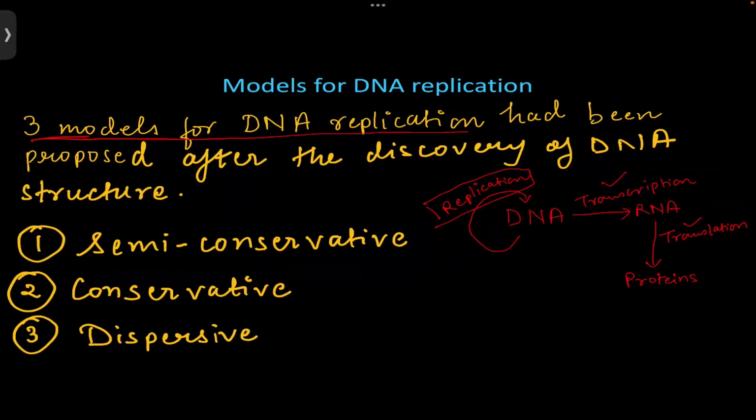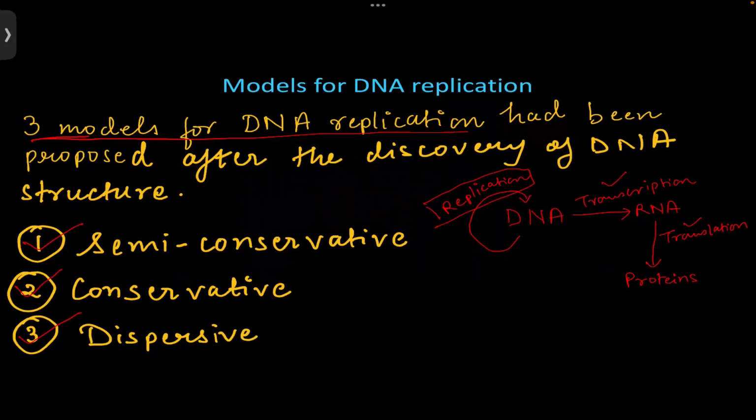Okay. So what are these three models? First model is called the semi-conservative type. Second model is called conservative type of replication. Another is the dispersive. The semi-conservative, conservative, and dispersive. So these are the three models of DNA replication that people had proposed at that time.